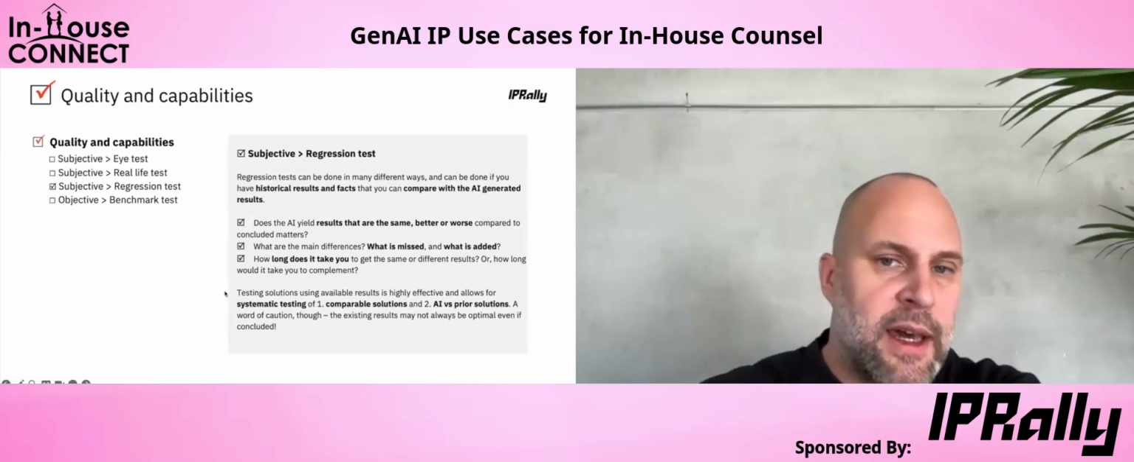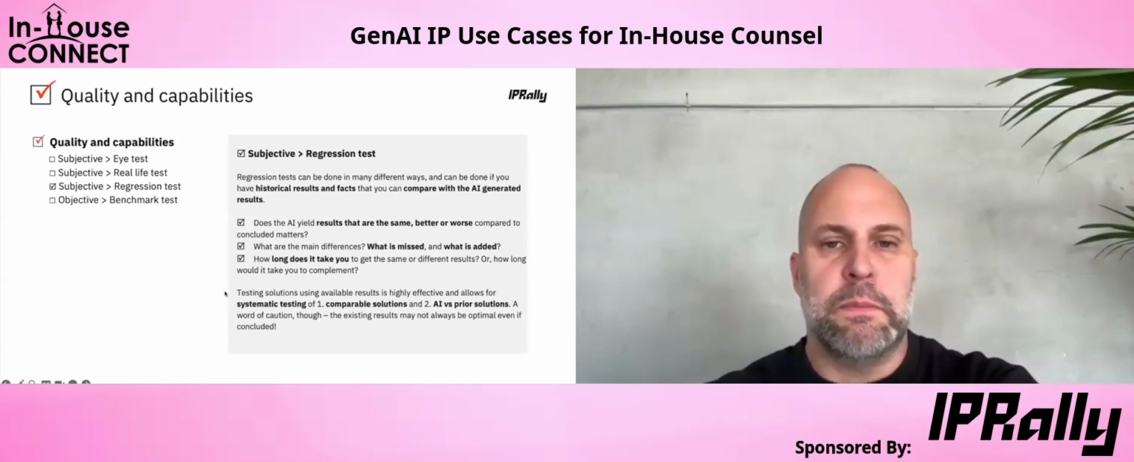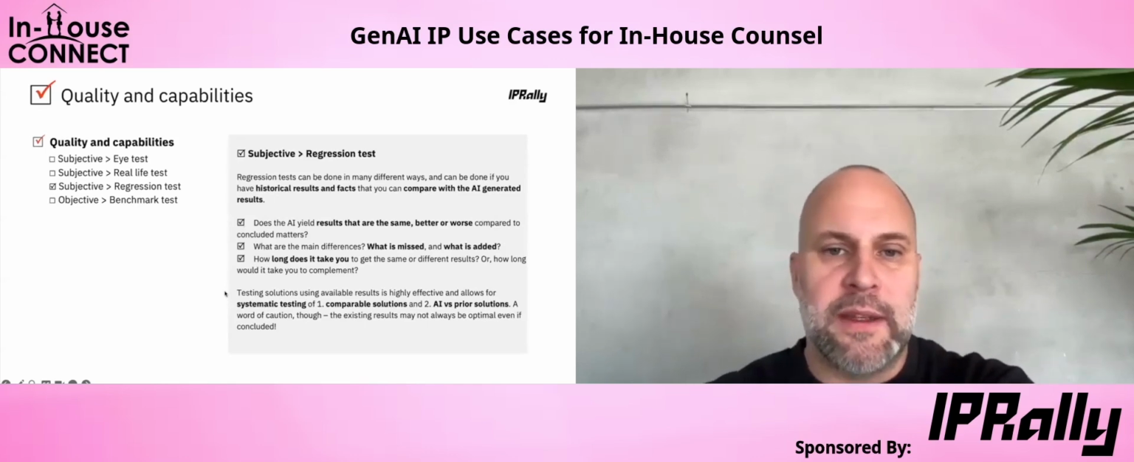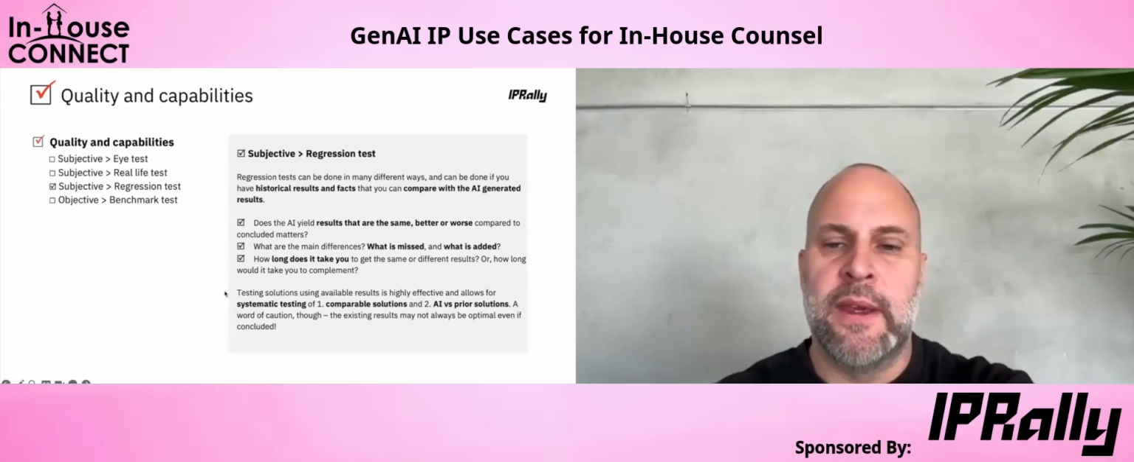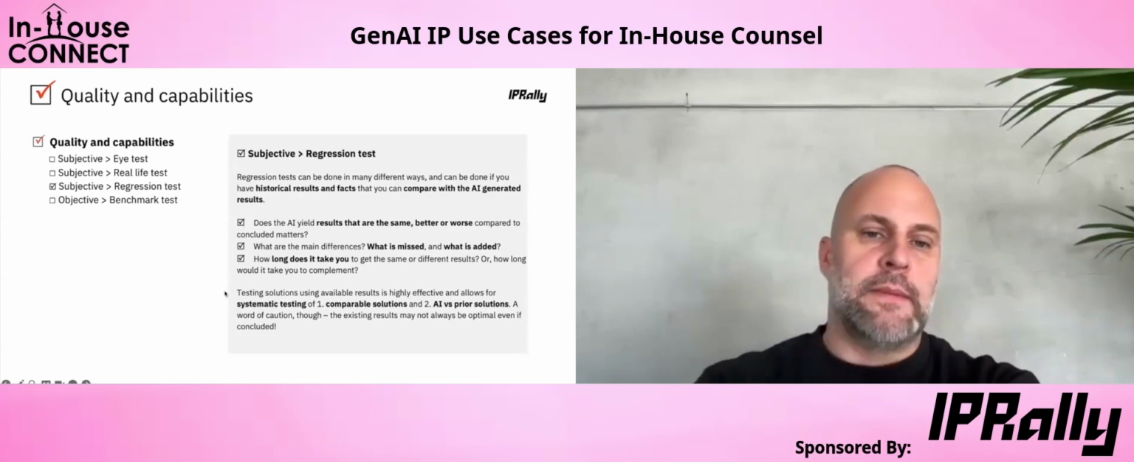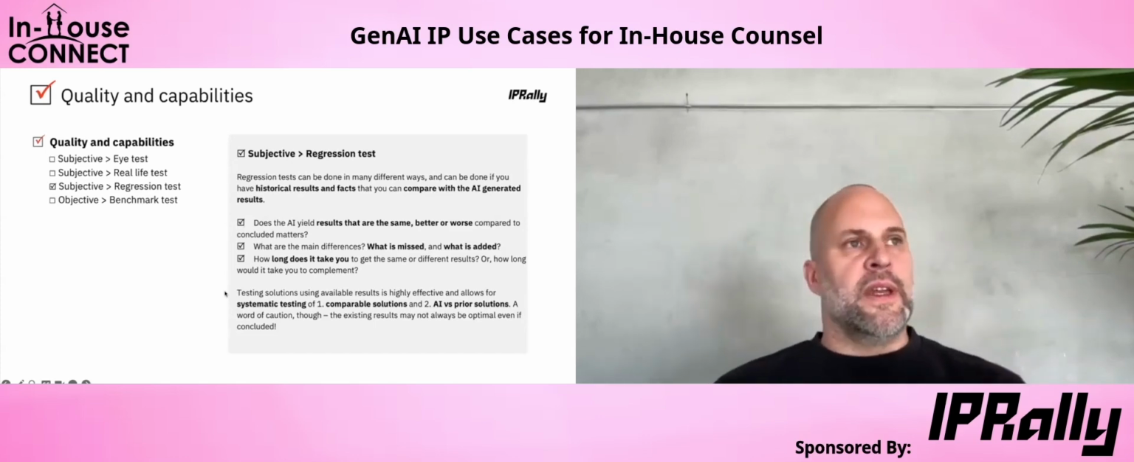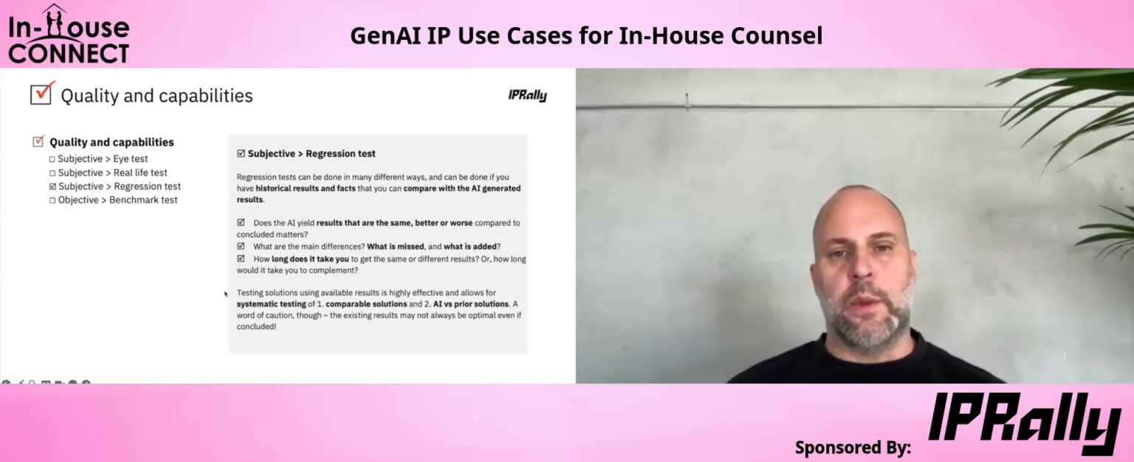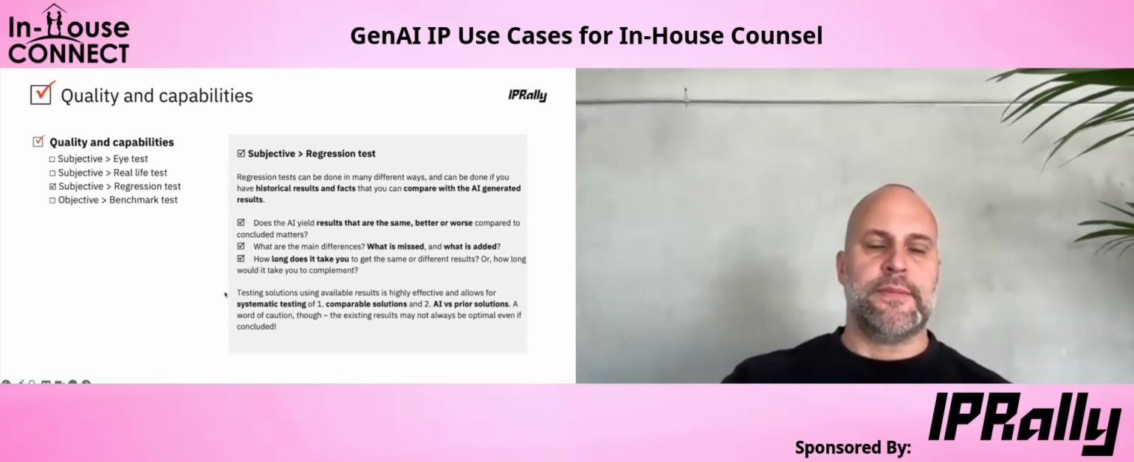So could it be that the AI actually finds better information or produces even better scope for the patent than what you actually ended up with? So doing that will allow you to both compare solutions and compare to the status quo, if that makes sense.